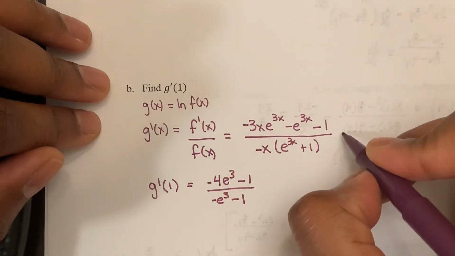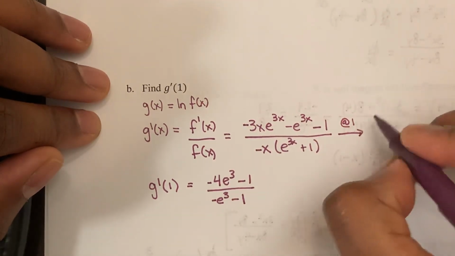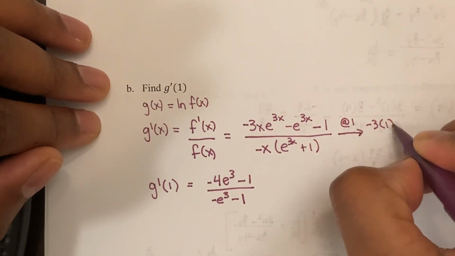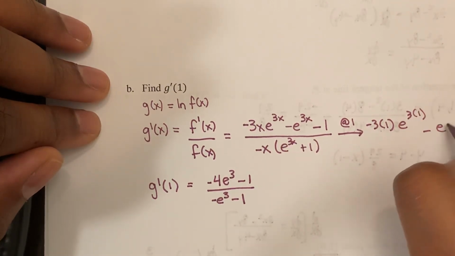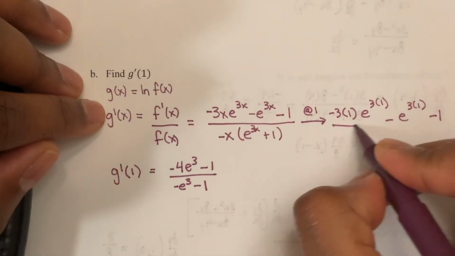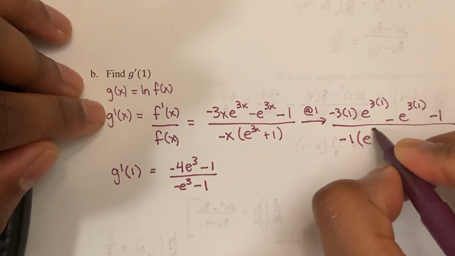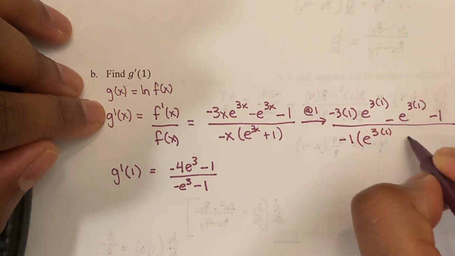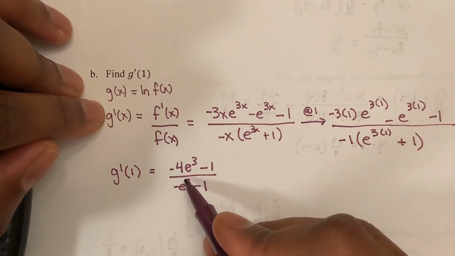Now again, all we did was this. I'm going to put at 1, we did -3 times 1 e to the 3 times 1 minus e to the 3 times 1 minus 1 over -1 times e to the 3 times 1 plus 1, which all of this simplifies to give us this answer.